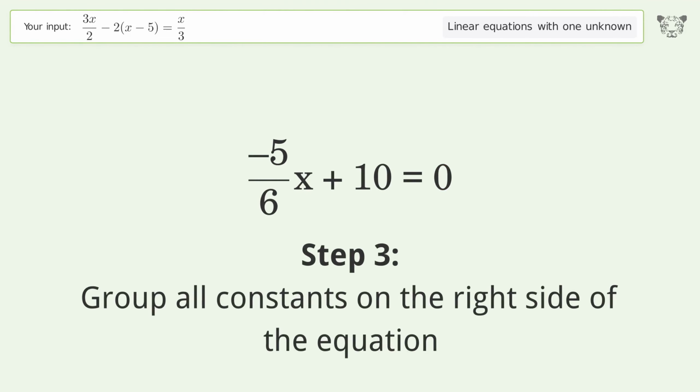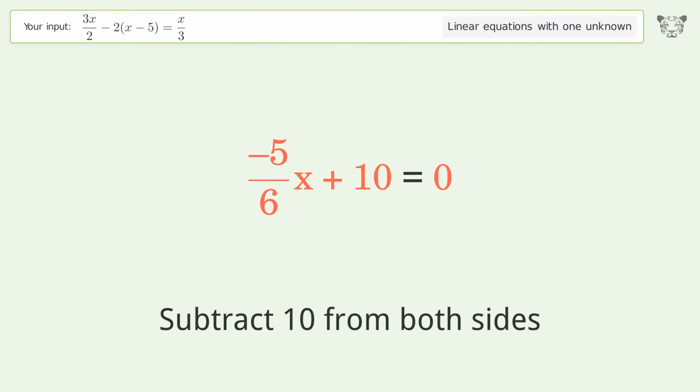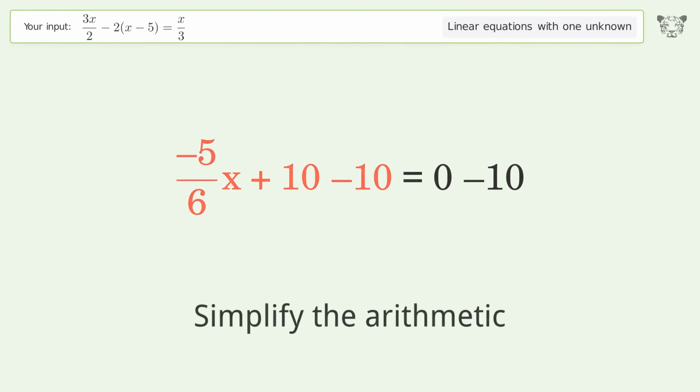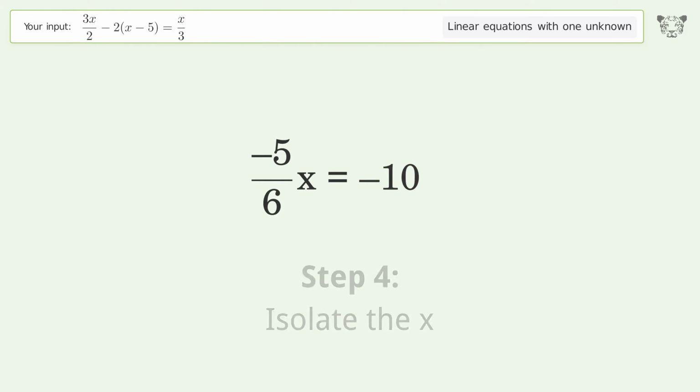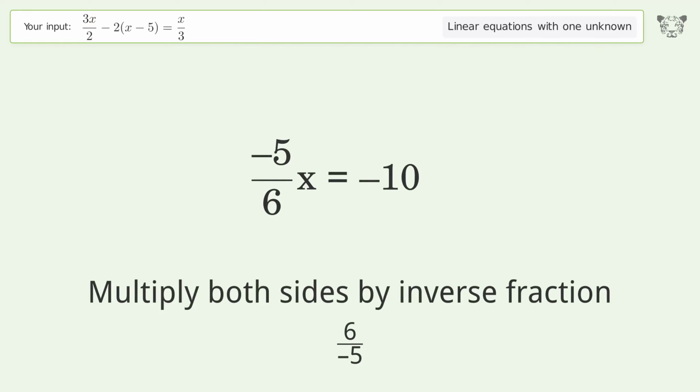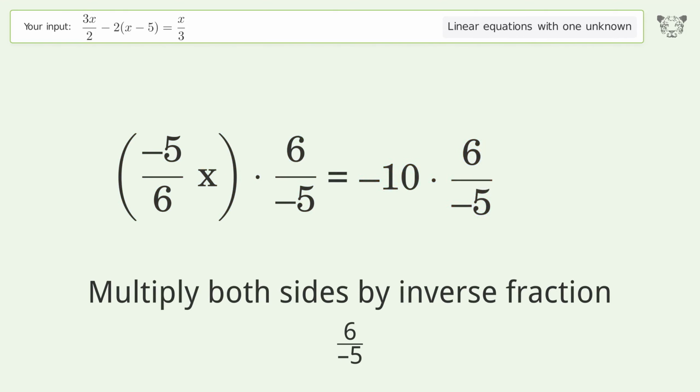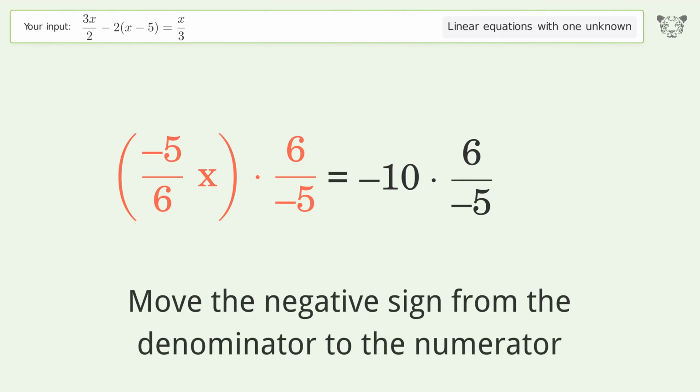Group all constants on the right side of the equation. Subtract 10 from both sides. Simplify the arithmetic. Isolate the x. Multiply both sides by inverse fraction 6/5. Move the negative sign from the denominator to the numerator.